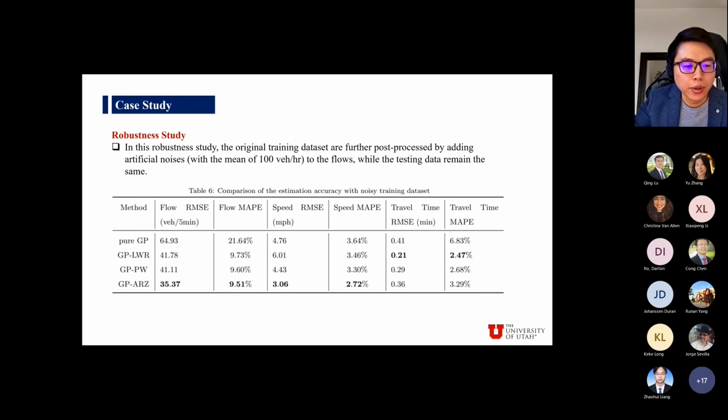So that's why we also conduct another robustness study by adding artificial noise to the flow again in this second case study. So in this case, you can see we still have a very good performance for the PRGP with the ARZ model, and compared with the pure Gaussian process that gave us the 64.93 RMSE in flow, we have a much smaller flow RMSE over here.